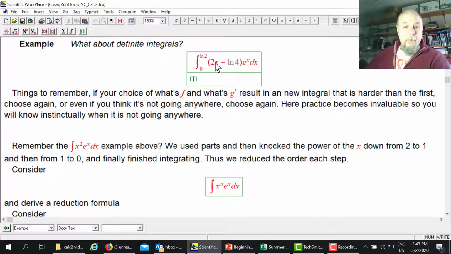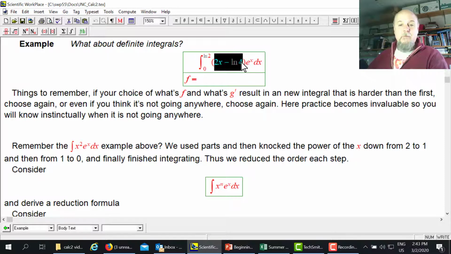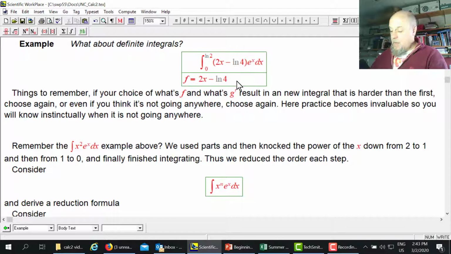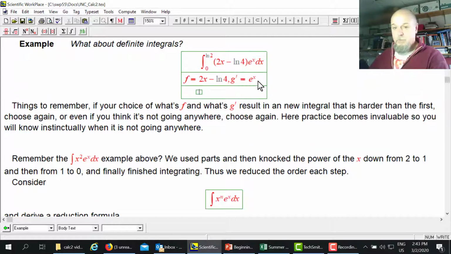But let's see what we have here. I've got two pieces, 2x minus 4, that's a line, and e to the x. I'm going to differentiate the line because it just becomes 2, gets easier. And I'm going to integrate the e to the x because integrating e to the x is just e to the x. It stays the same. It doesn't get any worse. It doesn't get any better. F prime is equal to 2 and g is equal to e to the x.